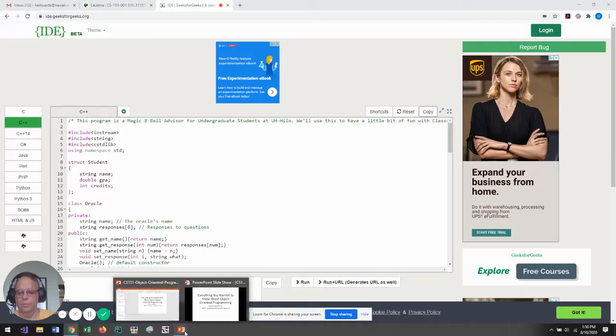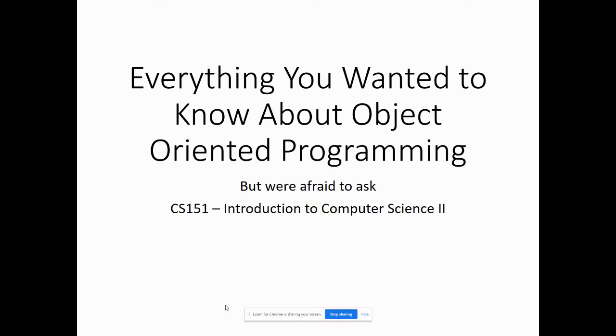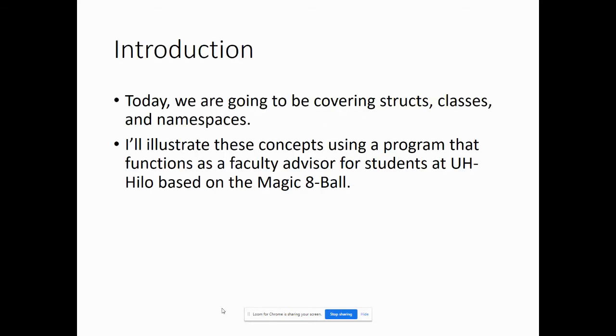Okay, we're going to try something a little different and use Loom to record the lecture for the object-oriented programming. This lecture is entitled Everything You Wanted to Know About Object-Oriented Programming, but We're Afraid to Ask. And this is for CS151, obviously. So we're going to introduce some constructs or review some constructs from 150, including structs, classes, and namespaces.